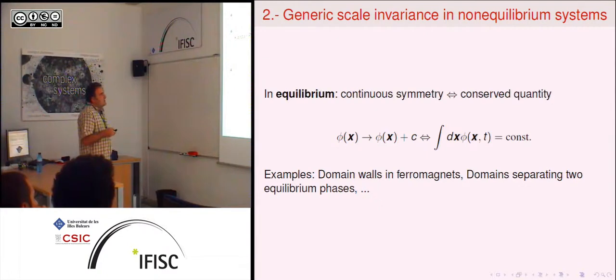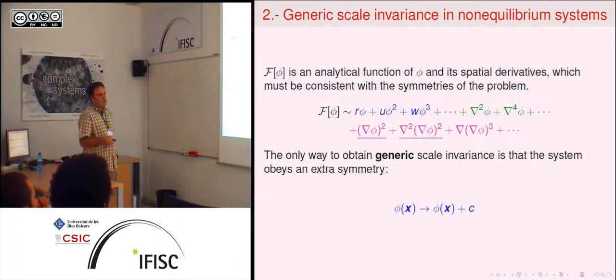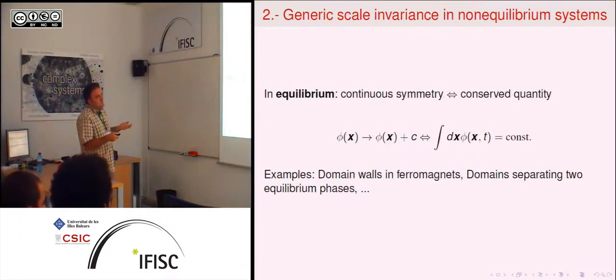The question now is, I would like to just go back to here. You can ask, well, I can do the same in equilibrium systems. I can require my Hamiltonian to fulfill this invariance, and then I should have a scale invariance as well, because actually the kind of terms are the same. So I'm canceling all these terms in the equilibrium system. I could produce also, and that's true.